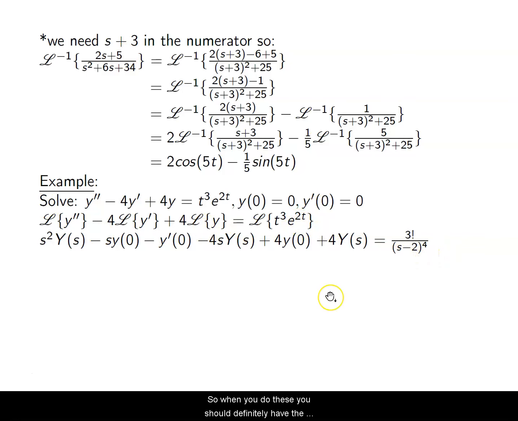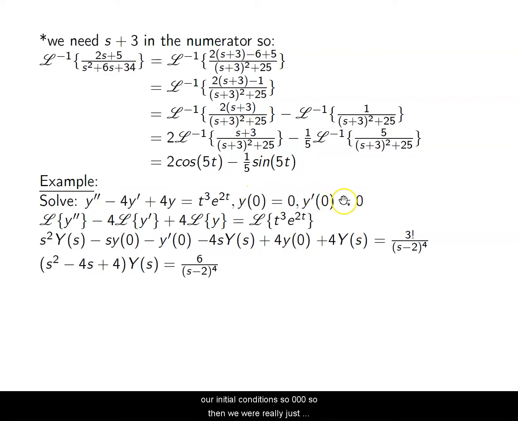So when you do these, you should definitely have the Laplace transforms we have so far handy. Also, if you have an actual physical copy of the book, there's a whole list of transforms in the back. I think it's like 100 transforms or something like that, 50 transforms. It's a lot, okay? So here we're trying to isolate the Y(s) function.